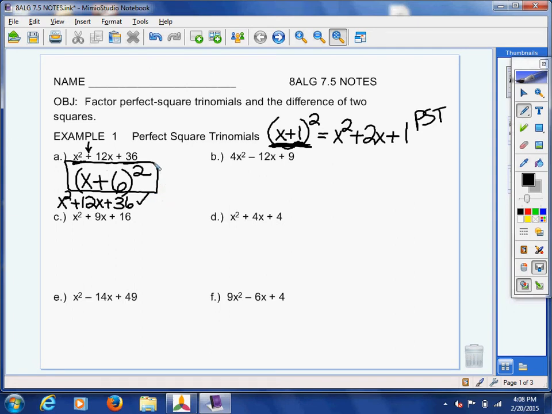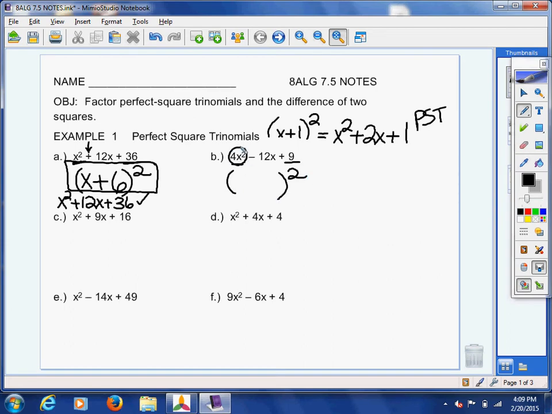Okay? Let's try this one. B also appears to be a perfect square trinomial. I look at that because the 4 is perfect, as is the x squared. 9 is perfect, and 9 is positive. That's pretty good evidence it could be a perfect square trinomial. So I'm going to put a set of parentheses. I know it's something squared, a binomial squared.